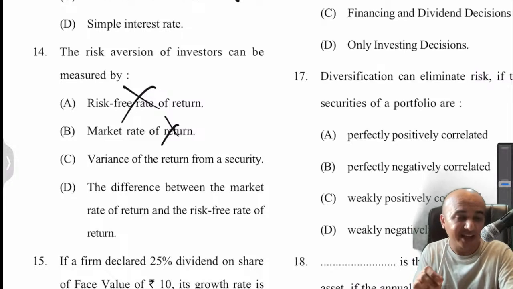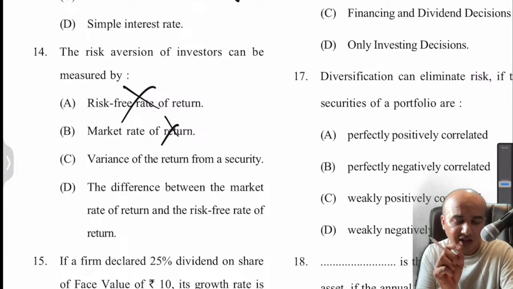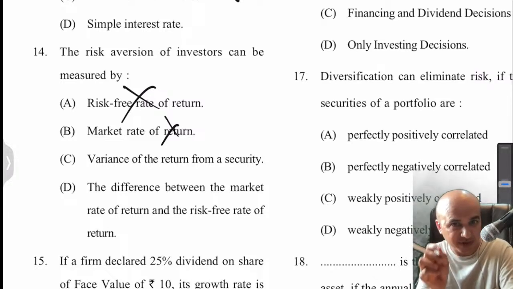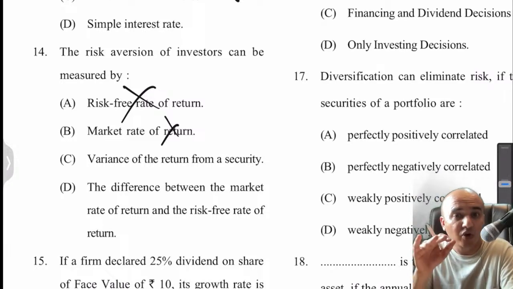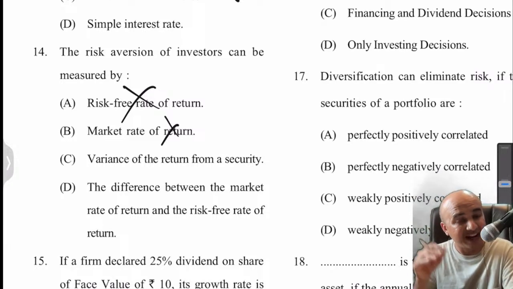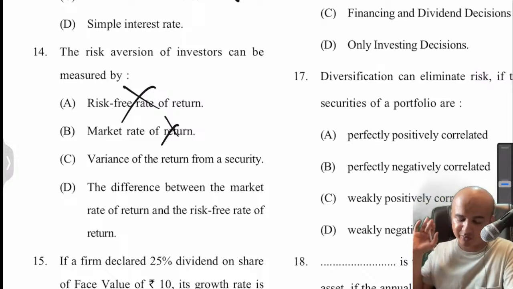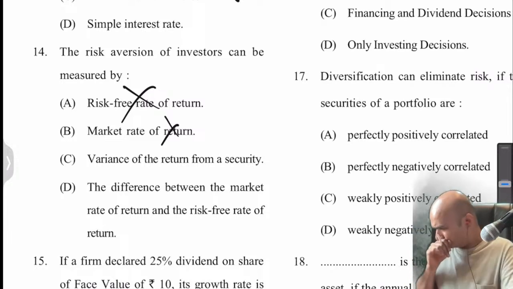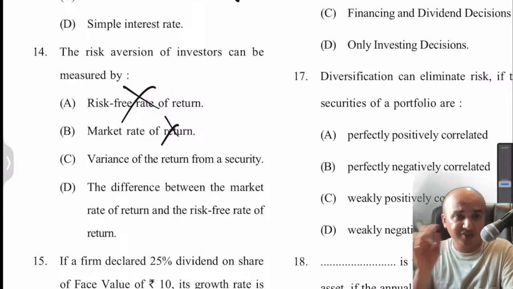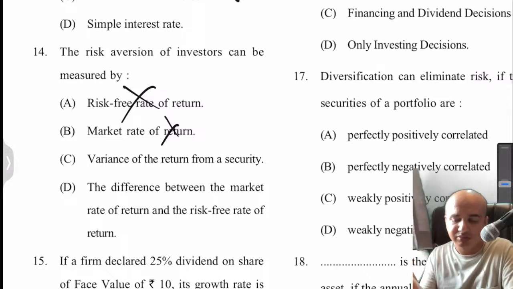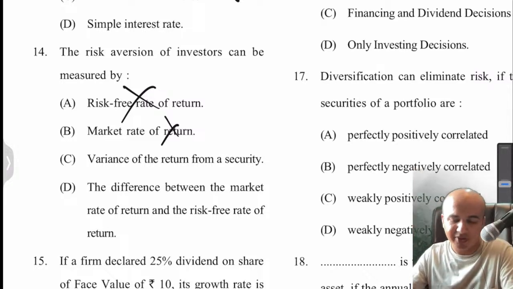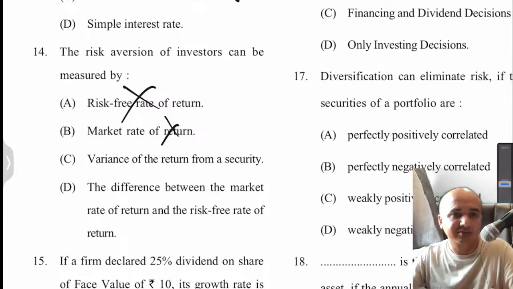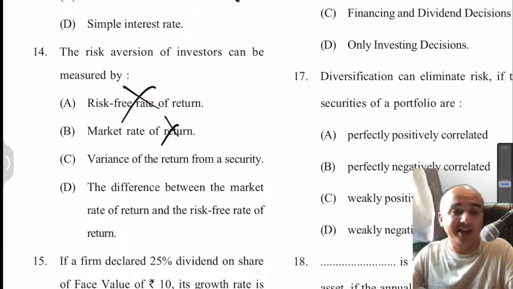Then we have variance of the return from a security. So this is where we measure the risk aversion. Okay. Because what is risk aversion? Risk aversion in fact refers to the preference of investors for lower levels of risk and higher levels of certainty in their investment outcomes. I want to have low risk investment. I do not want to invest in something which is very risky, but I want certainty in my investment outcome. That means I want to be sure that I will get so much. I don't want higher risk. I don't want higher returns.